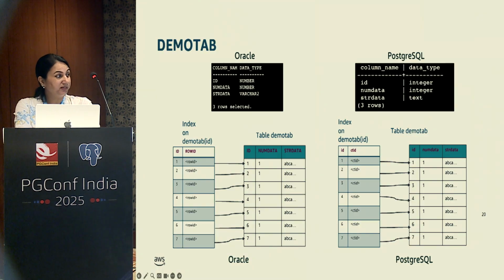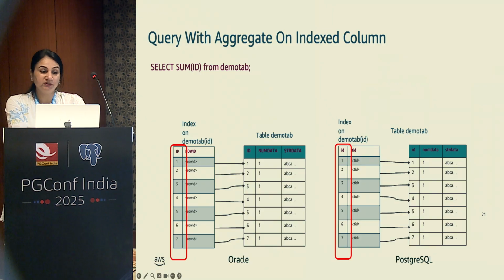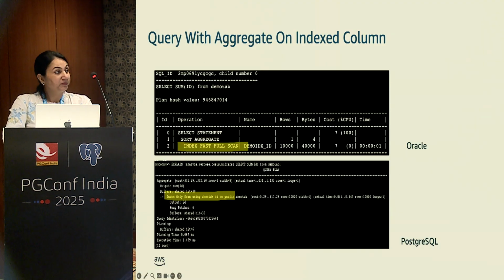So the structure that you're seeing here is just a logical representation of the index and the table, not really how the data structure is stored internally. Now we just ran a query, sum of the ID from the demo tab. As expected, since ID is the indexed column and all the data is in this index, it just needs to visit this index only to get all the values and do the sum of it. So as expected, we will see the index fast full scan in Oracle as well as index only scan in case of PostgreSQL.